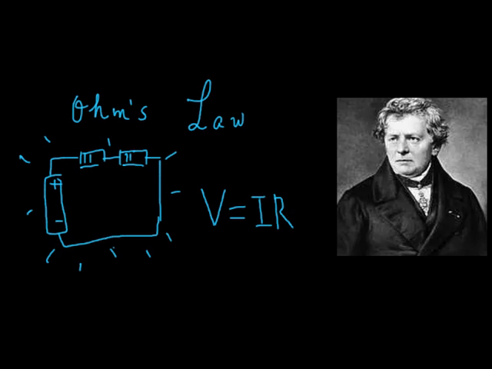The formula is simple. V is voltage, measured in volts. I is current, measured in amps. R is resistance, measured in ohms. You can rearrange it depending on what you're solving for.